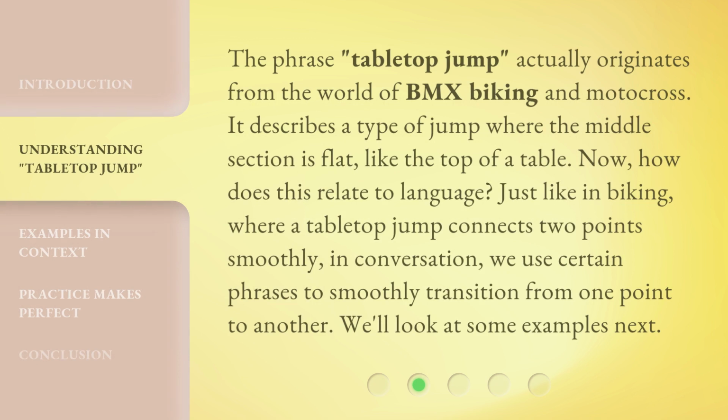The phrase, tabletop jump, actually originates from the world of BMX biking and motocross. It describes a type of jump where the middle section is flat, like the top of a table. Now, how does this relate to language? Just like in biking, where a tabletop jump connects 2 points smoothly, in conversation, we use certain phrases to smoothly transition from one point to another. We'll look at some examples next.